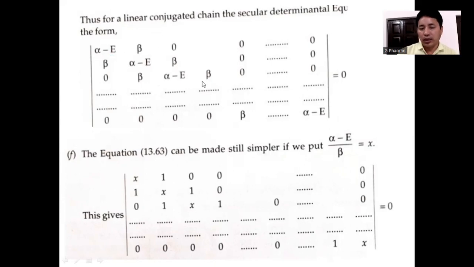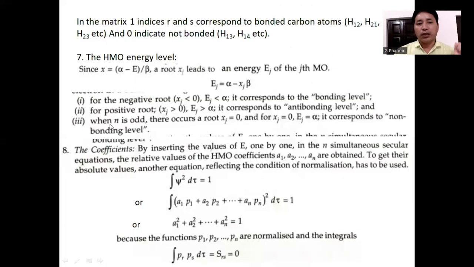So in this matrix, if you put x equal to alpha minus E by beta, then instead of this, we can write x, and instead of beta, we can write 1. So instead of writing like this, we can write x 1 0 0 and 1 x 0 0. So this can be written like this, as simple. Then now if you write like this, we can determine the value of x.